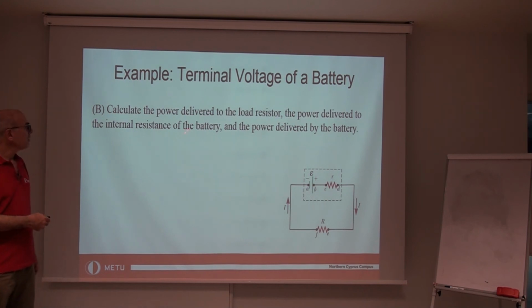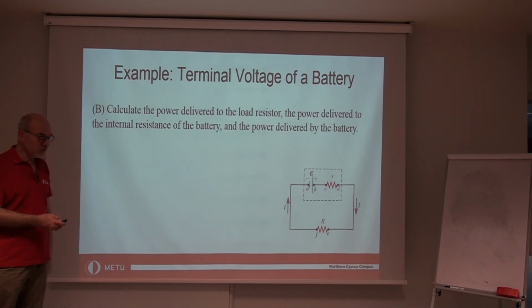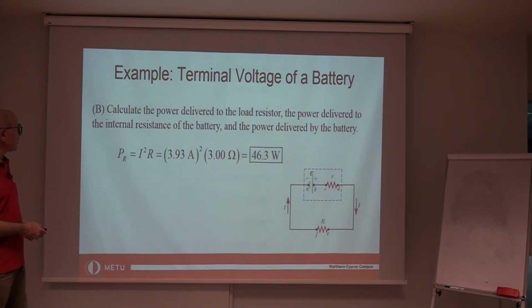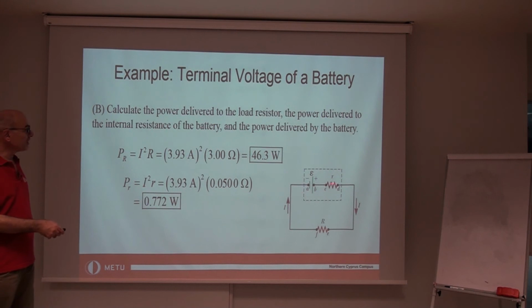What is the power delivered to the load resistance, the power delivered to the internal resistance, and the power delivered by the battery? So the battery is the source of electric power. The others are the consumers. So we just apply the relations. Power to the load is I squared R. It's 46 watts. The power consumed in the internal resistance is just 0.7072 watts.